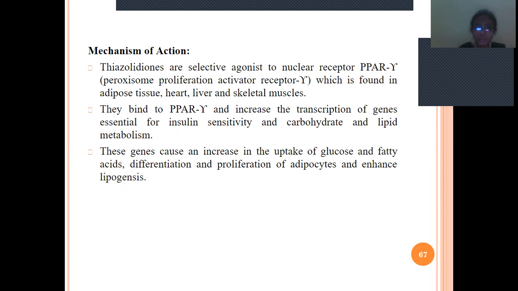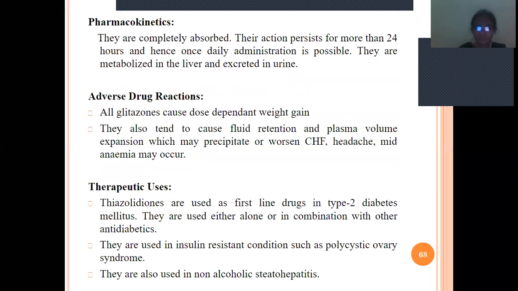and enhance lipogenesis. Pharmacokinetics: it is completely absorbed, the route of administration is oral, and it is metabolized in the liver and excreted in the urine. This drug is administered only once daily.